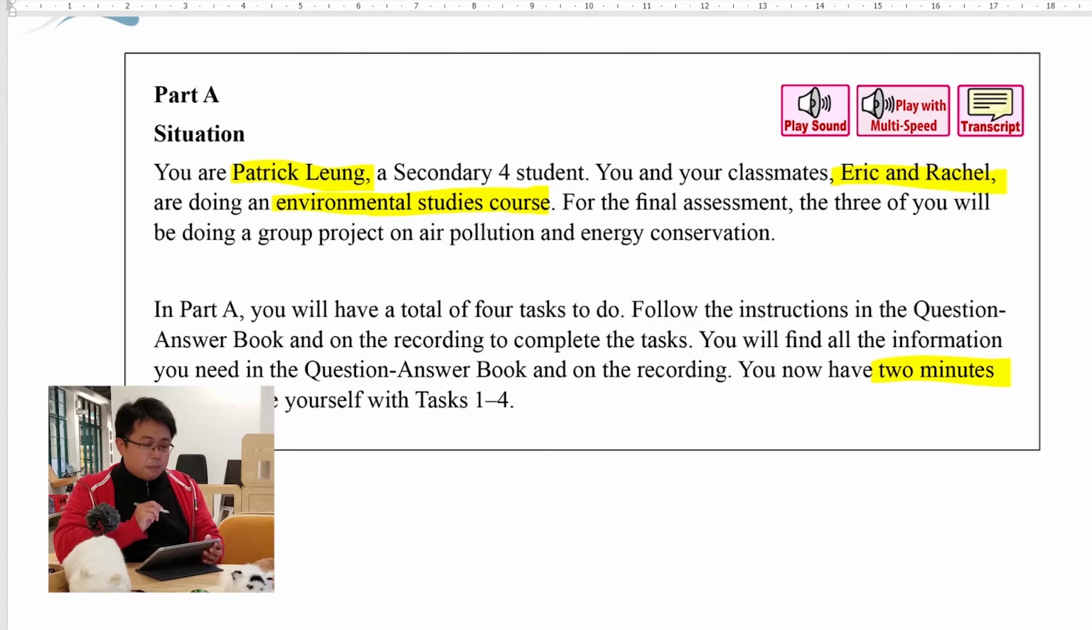And the theme is about an environmental studies course. So you are expected to hear something like environment and pollution. And lastly, please note that you have 2 minutes for preparation. In these 2 minutes, you have to go through all 4 tasks to familiarize yourself with what you are going to face. And let's start with task 1.